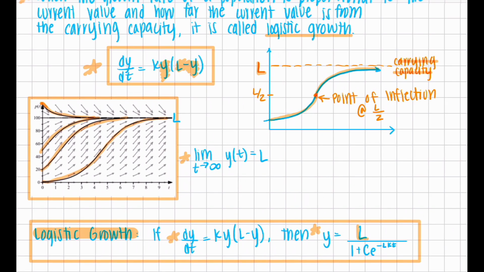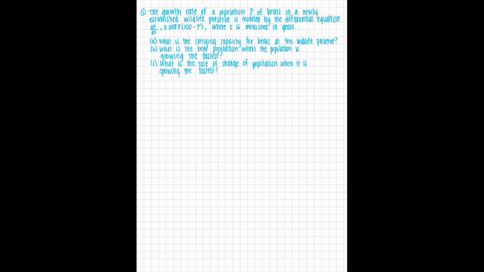Another thing to point out is when you have a point of inflection in your logistic growth, it always occurs at L over 2. And so that's going to be our carrying capacity divided by 2. And at L over 2, at this point of inflection, notice that this is where your population is growing the fastest. So we might get some questions like that when we do our examples. So let's do some examples.